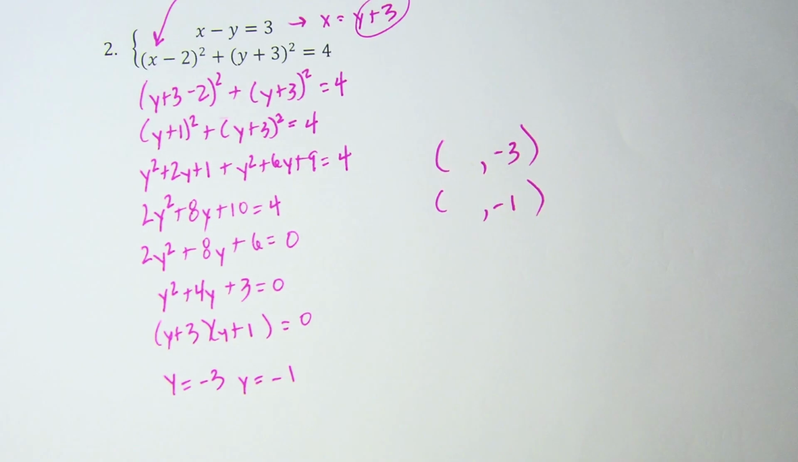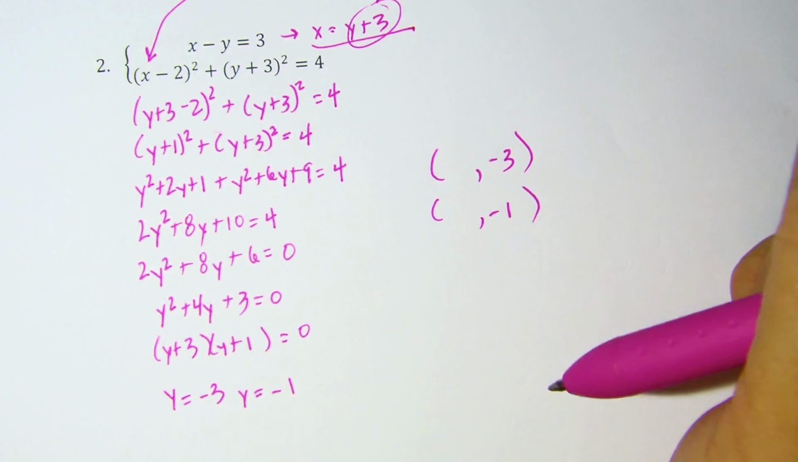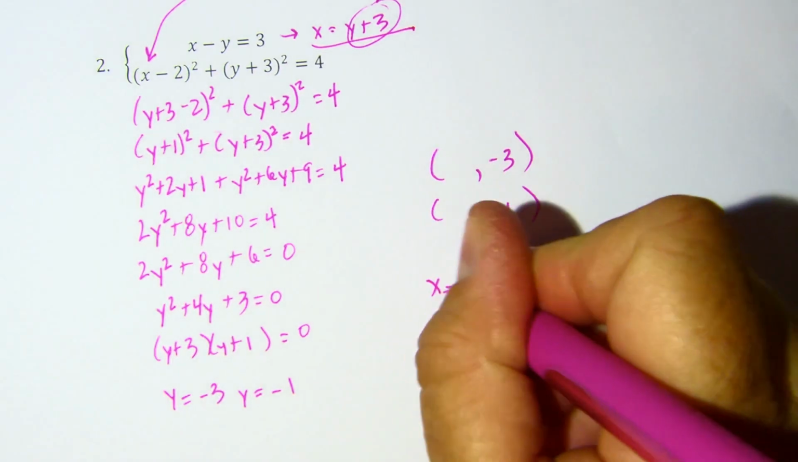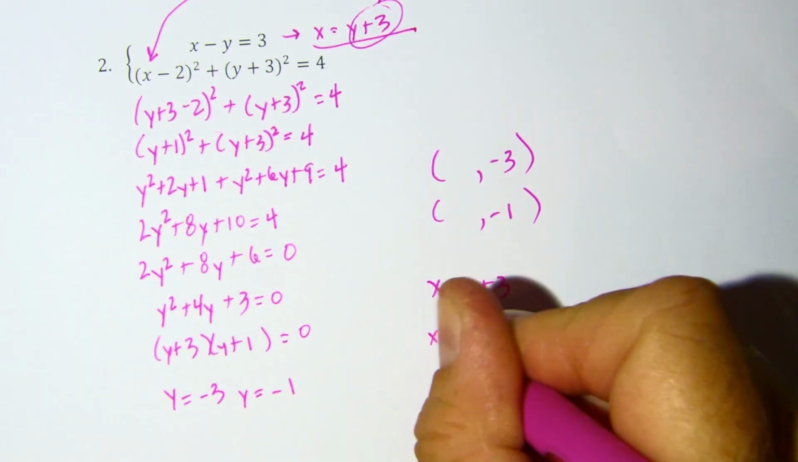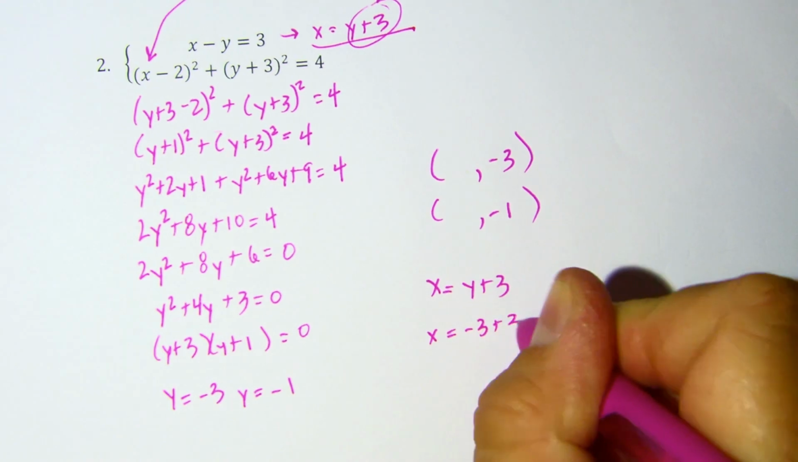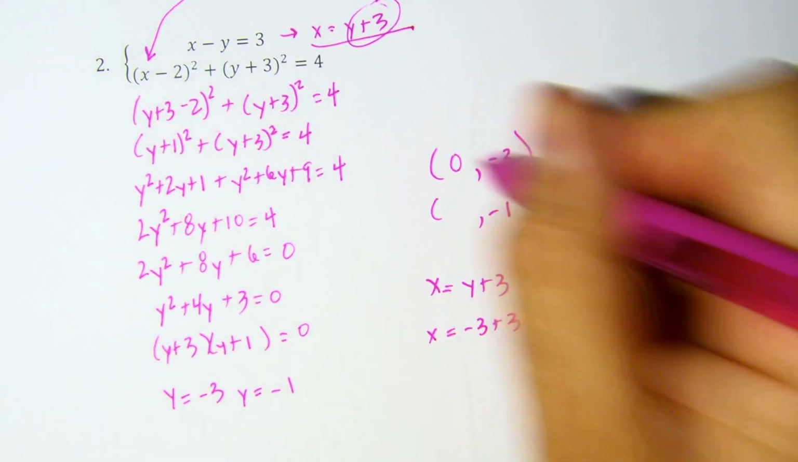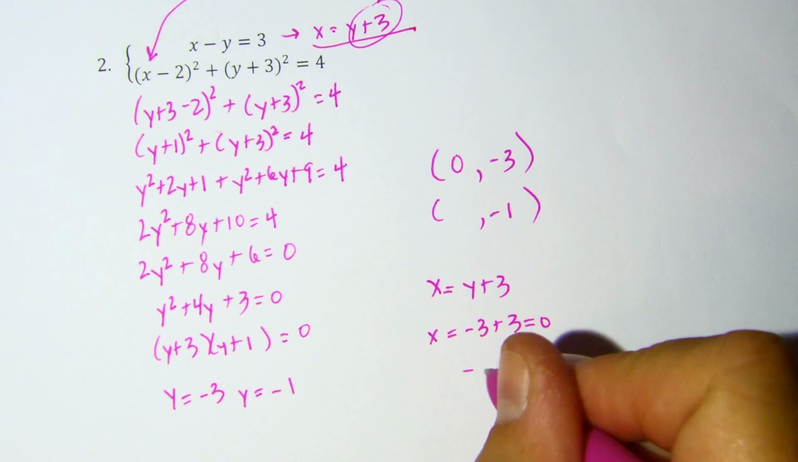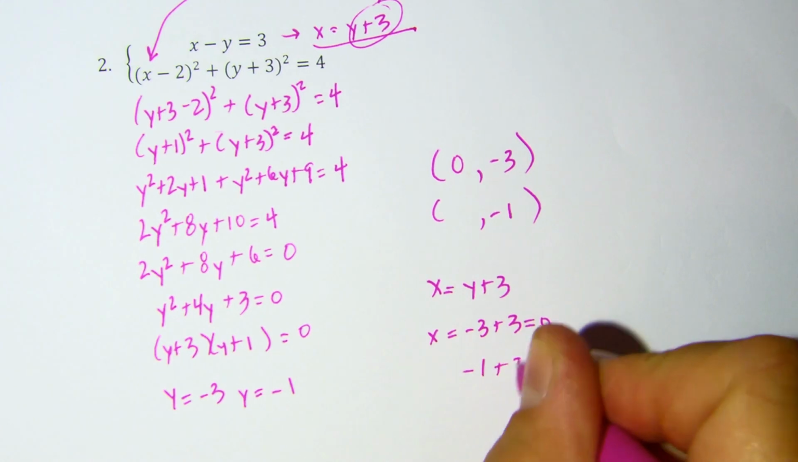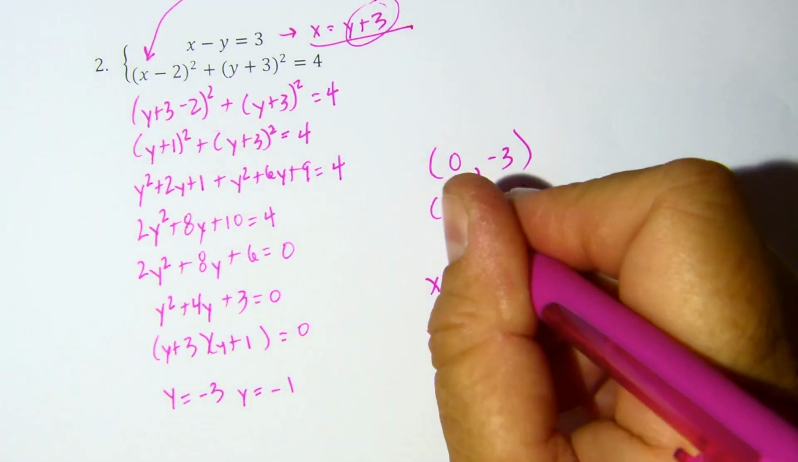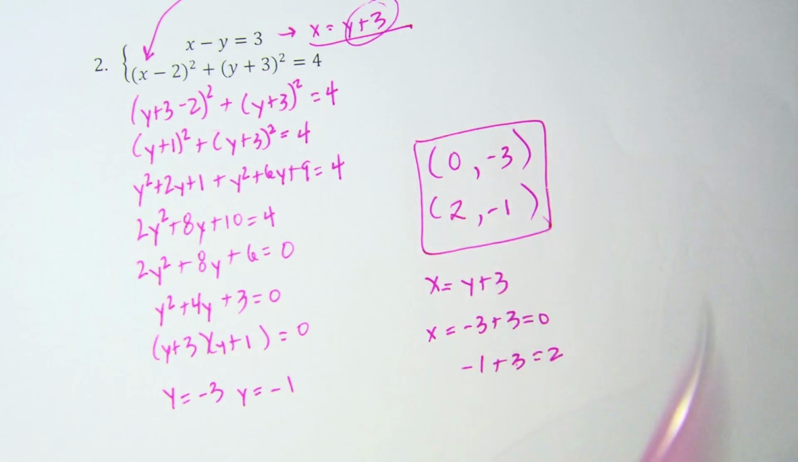So I can find the matching x values. Now we know x equals y plus 3. So y is negative 3 plus 3 would be 0. And negative 1 plus 3 equals 2. And those are my 2 points where these intersect.